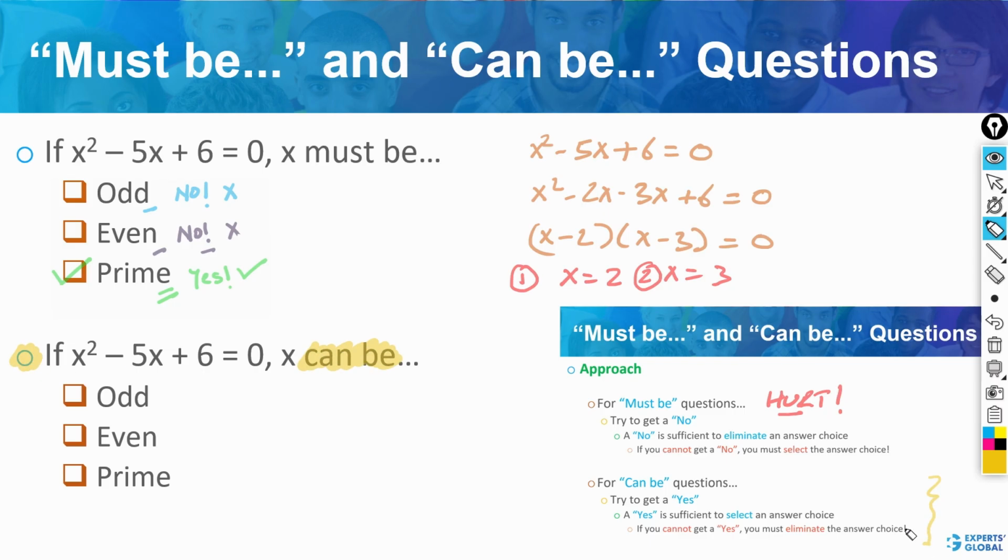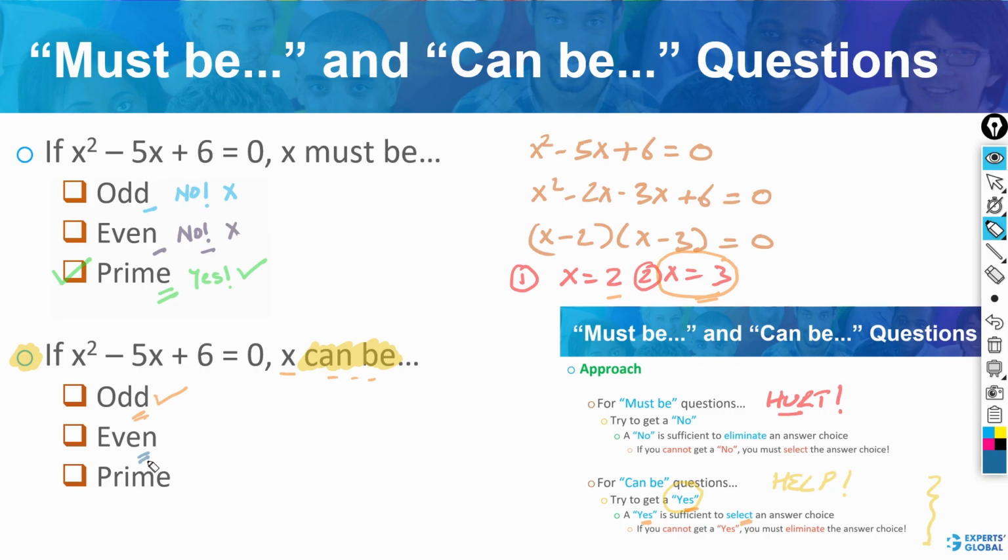Therefore, this second approach must be applied, and we must try to help each answer choice by trying to get a yes every time. So when the question is whether x can be odd, we will try to get a yes by selecting a value of x which is odd. So yes, there were two possible values of x, 2 and 3. X can be 3, so yes, x can be odd. So first answer choice should be selected. We succeeded in getting a yes, and therefore we were able to select the first answer choice.